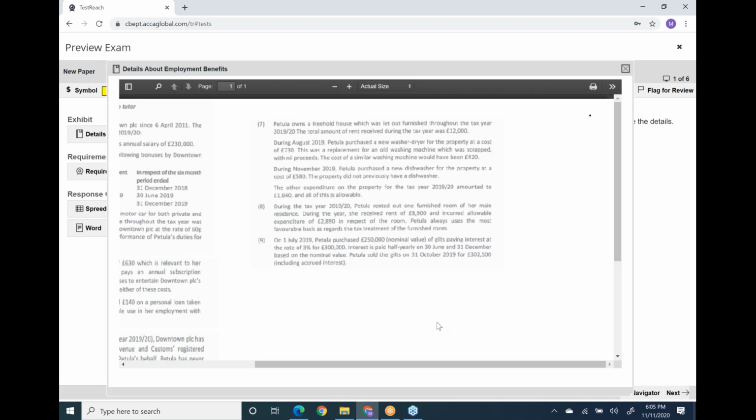Now one more thing a student may ask: sir, right now it's written nil proceeds, but what if it is written that scrap proceeds are 50? Then you need to deduct 50 from 420, and then 370 will be allowed. But right now the proceeds are nil. So my dear students, 420 is simply allowed. Now next para.